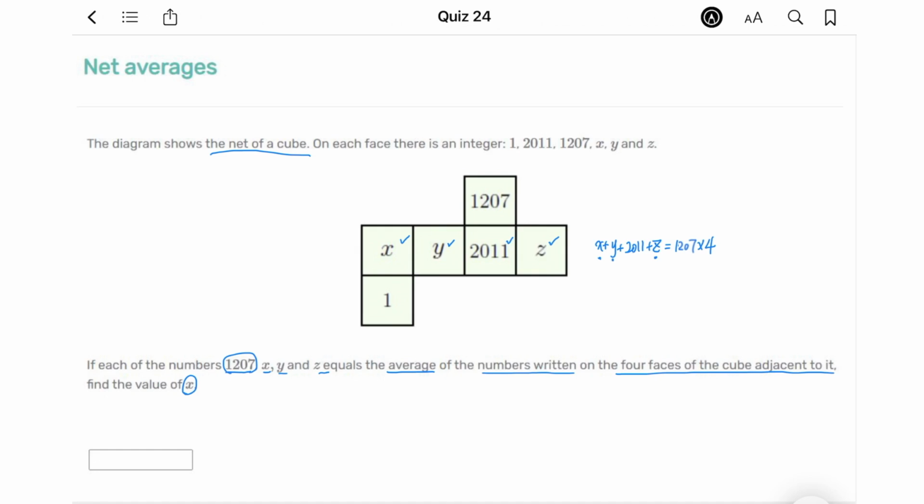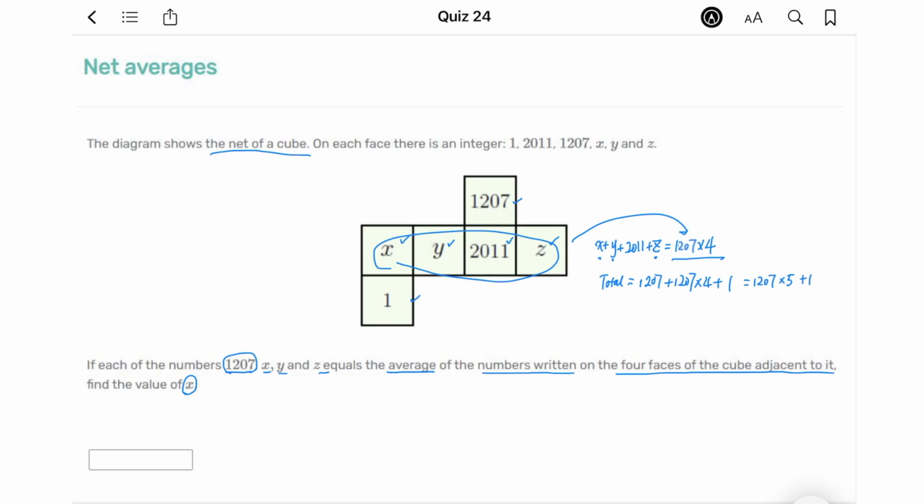Since we know the sum of the numbers on the four adjacent faces is 1207 times 4, and we also know two other numbers, 1207 and 1, we can work out the total of all six numbers, which is 1207 plus 1207 times 4 plus 1, which is 1207 times 5 plus 1.